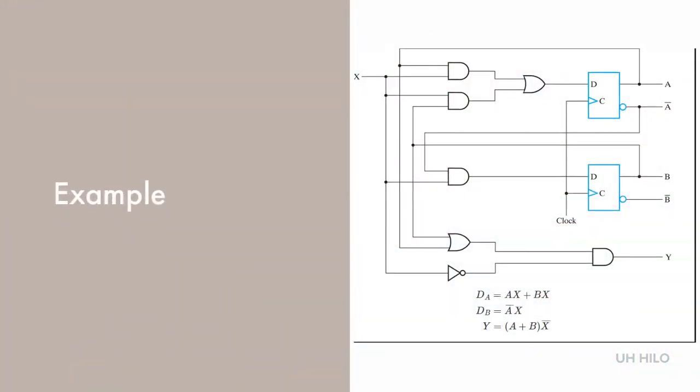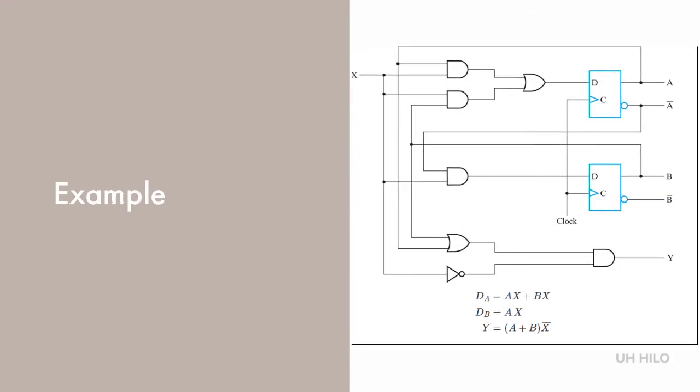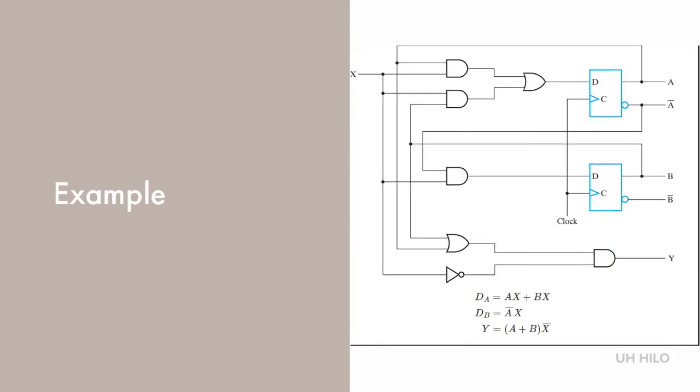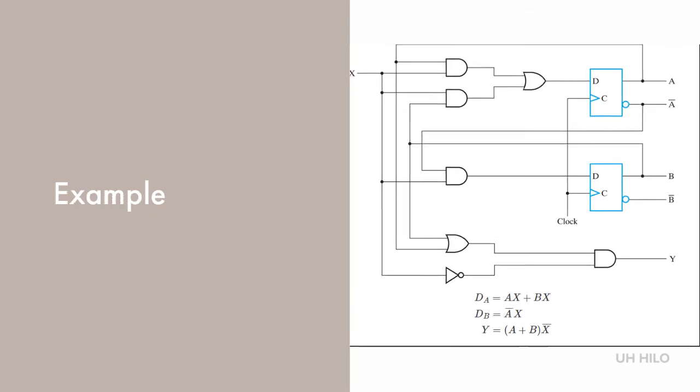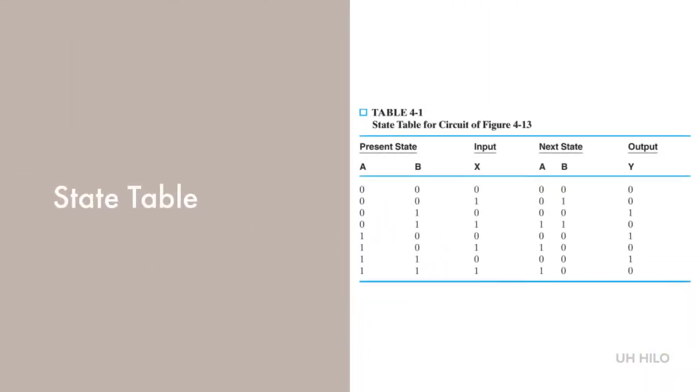Here's an example of a sequential circuit along with its equations. The first two equations are for the flip-flops, and the third gives the output y. The subscripts designate the outputs of the respective flip-flops. The functional relationships among the inputs, outputs, and flip-flop states of a sequential circuit can be enumerated in what is called a state table. The state table has four sections: present state, input, next state, and the output.